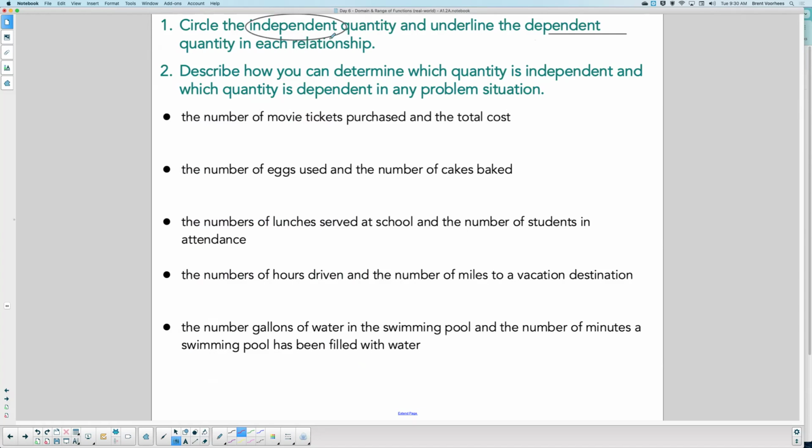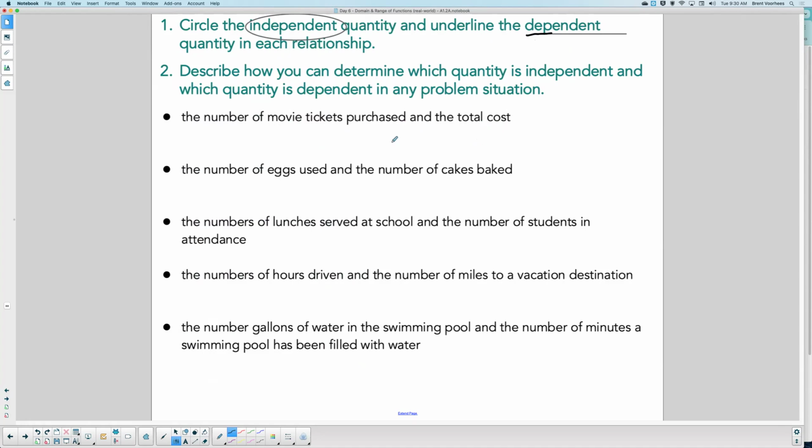With that, let's go through here. What we're going to do is circle the independent. That means the thing that happens first. And then we'll underline the dependent. The dependent is the one that depends on the first. So we're going to circle the independent and underline the dependent in each one. And then we'll come back and do number 2. Okay, so first, the number of movie tickets purchased and the total cost.